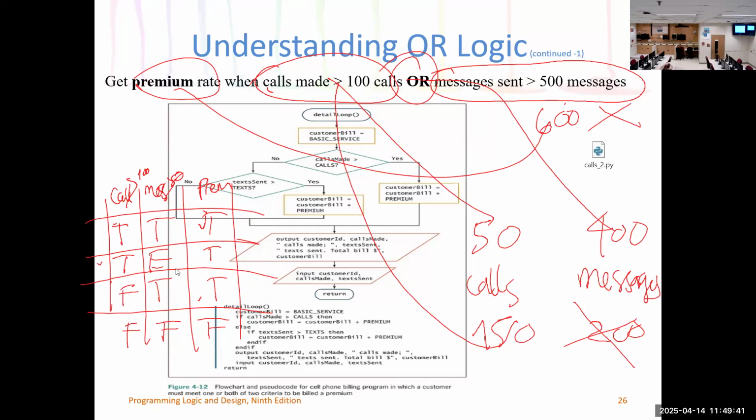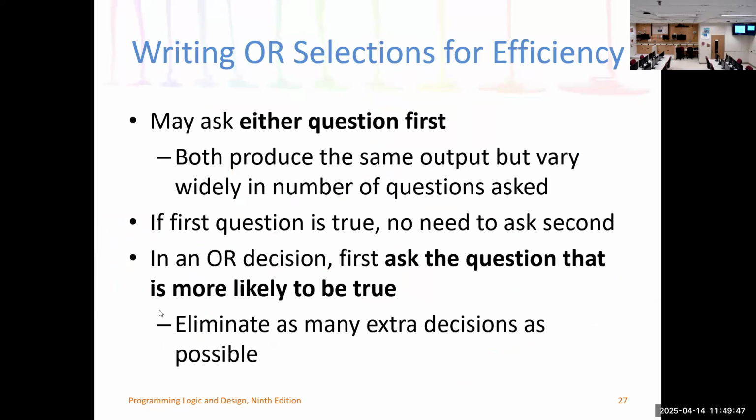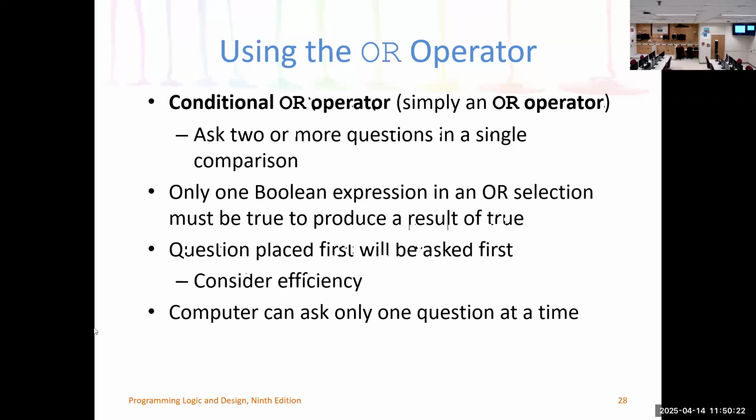So basically, when you work with OR logic, you ask the question that is more likely to be true first. It's the opposite of the AND logic. In AND logic, you ask the question that is less likely to be true, so if the first condition is not true, you skip the second condition. But in an OR decision, if the first question, the one more likely to be true, is true, you do not have to check the second condition, because it's OR logic.